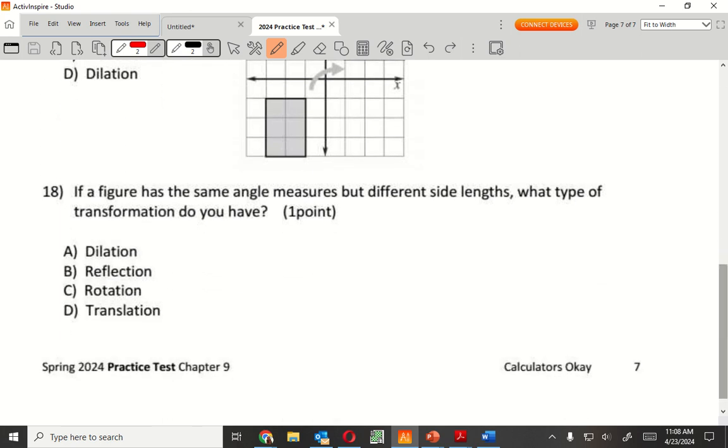If a figure has the same angle measure but different side lengths, what type of transformation do you have? Dilation. Very good. A dilation is the same shape, but it either gets bigger or it gets smaller. Reflection, remember, same on both sides. Rotation, same thing, but it just turns around. And translation just slides either which way.